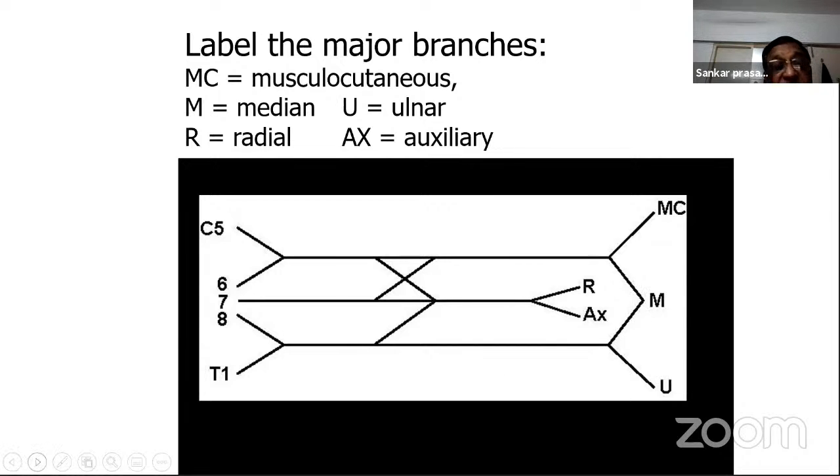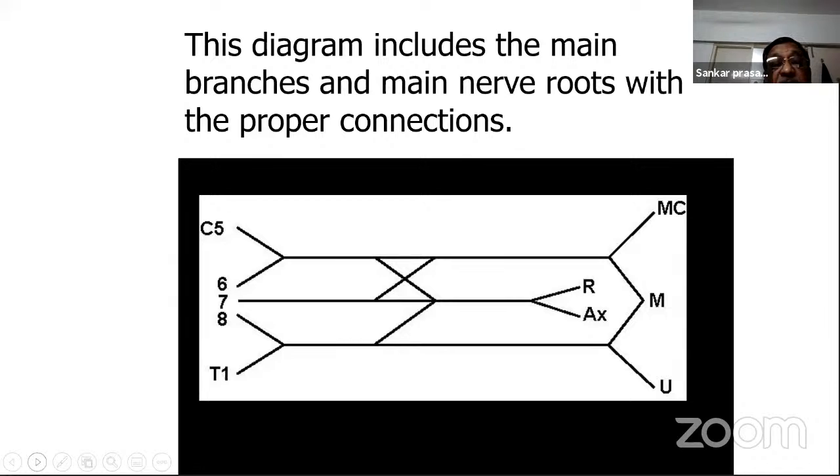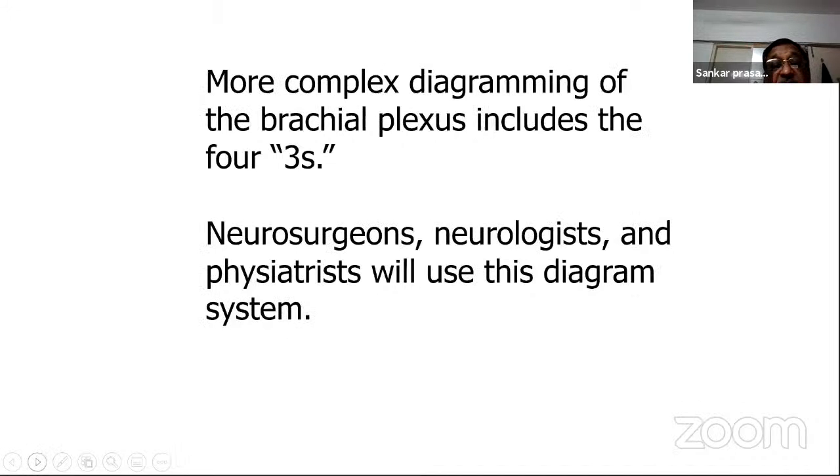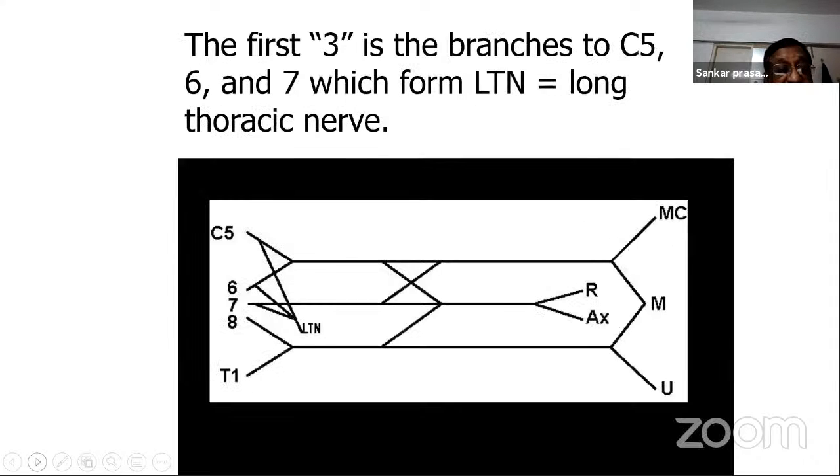So this is the next important diagram which you have seen, C5, C6, 7, 8, T1. Now we have to apply the main branches and main nerve roots. The proper connections are shown here. That is the radial nerve, axillary nerve and all. The diagram will become a bit more complicated now. The more complex diagram of the brachial plexus includes the four threes, and we know four threes. Neurosurgeons, neurologists, psychiatrists, and physicians, they all will use this diagram system.